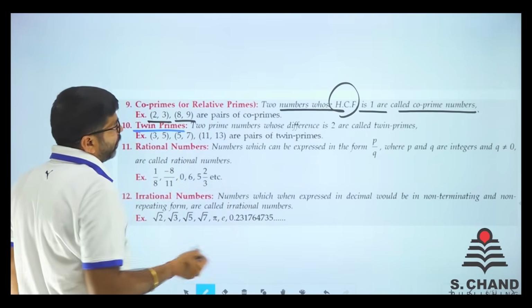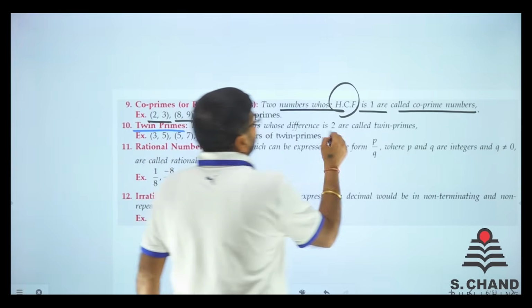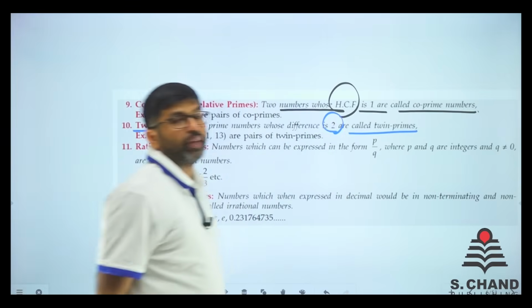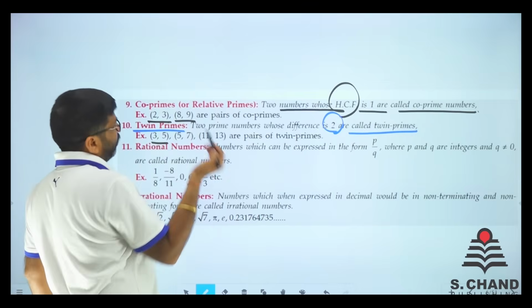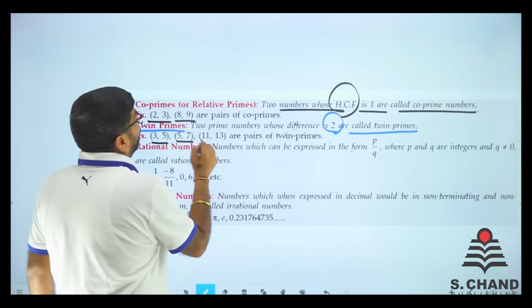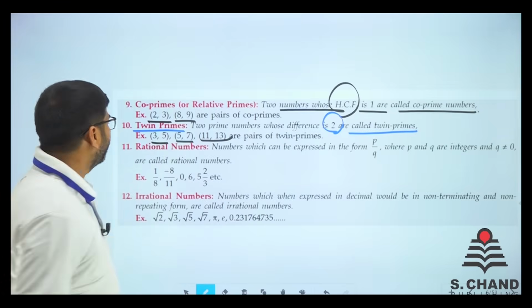Twin primes. What are twin primes? Two prime numbers whose difference is 2 are known as twin primes. Prime numbers with a difference of 2. Say for example 3 and 5, twin primes. 5 and 7, twin primes. 11 and 13, twin primes.